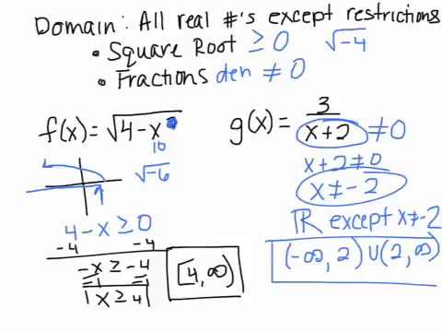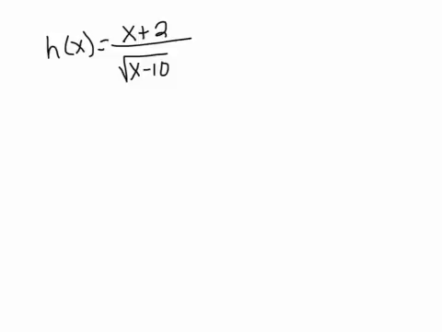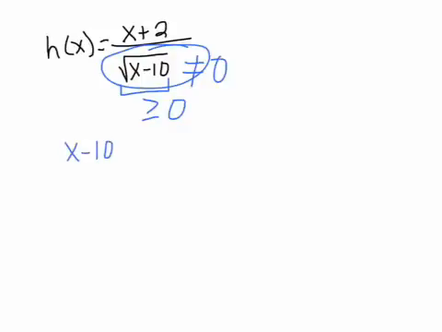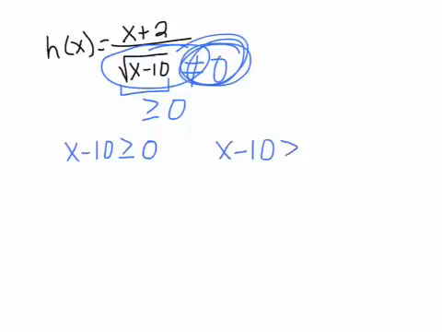Let's take a look at one more problem. Now, I have a denominator, so I know at this point this cannot equal 0. But I also have a square root, which means this has to be greater than or equal to 0. So here's how I'm going to set this up. I know that x minus 10 has to be greater than or equal to 0, but since it cannot equal 0, I'm going to say x minus 10 is only greater than 0 and not use that symbol.